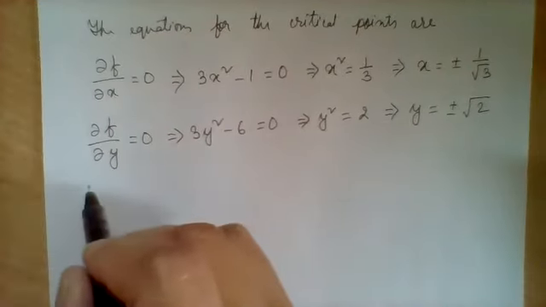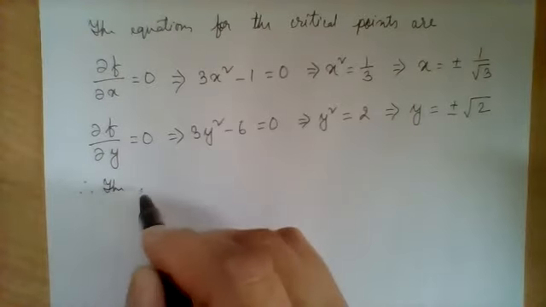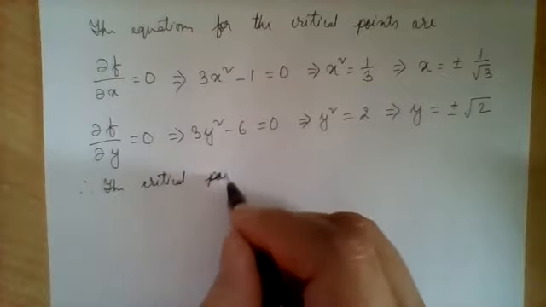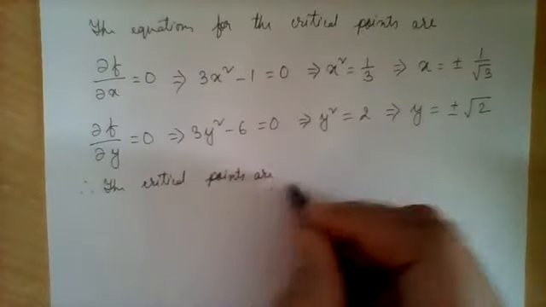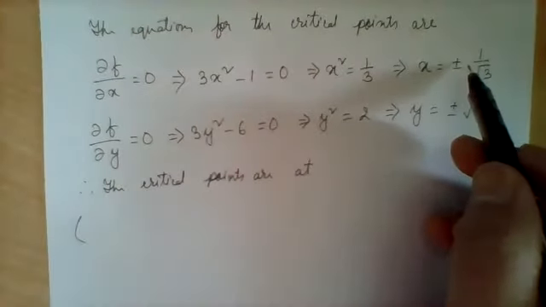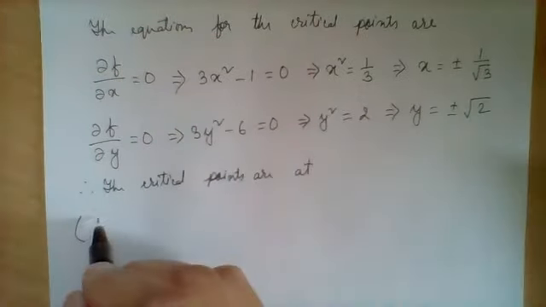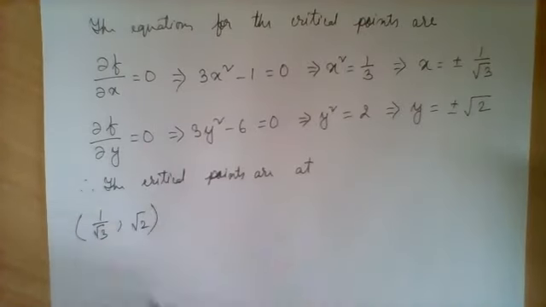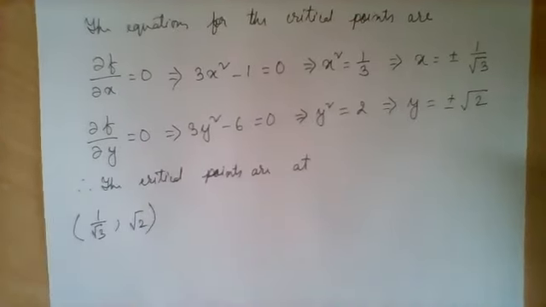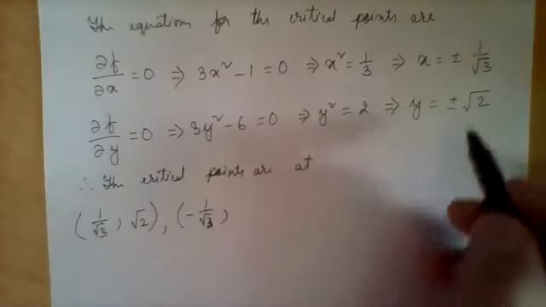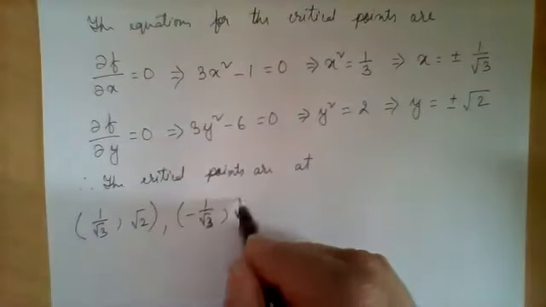Therefore, the critical points are: 1 by root 3, comma root 2. This is one critical point. Another critical point: minus 1 by root 3, comma plus root 2.